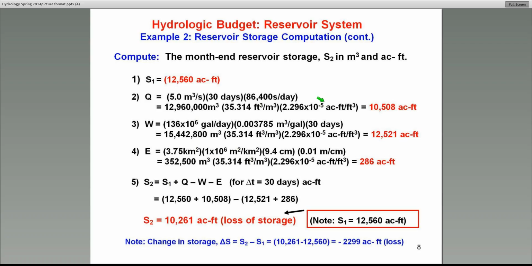Same thing with W, which is the watershed. This is the withdrawal from the reservoir. So it's an outflow, okay? Q is the inflow. Outflow means basically a withdrawal. You're taking out some draft from the reservoir, so it's a loss.